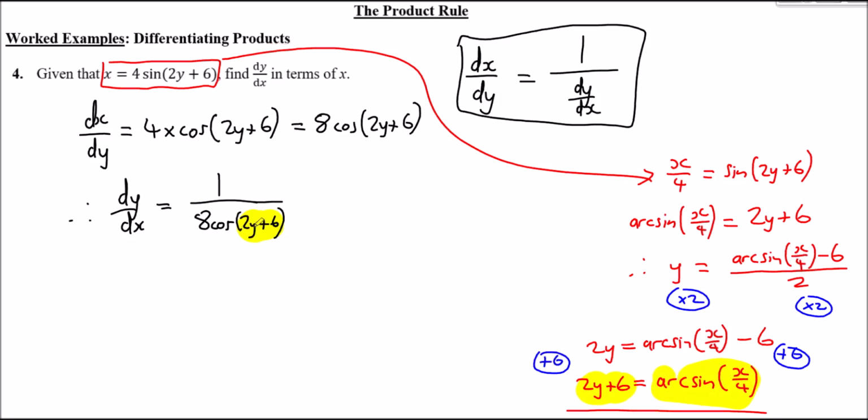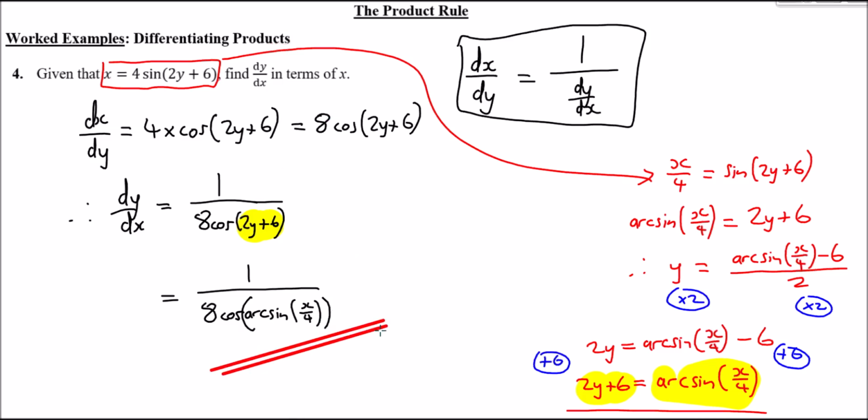So if we switch 2y plus 6 with arc sine x over 4, it's then all in terms of x as required. So therefore dy by dx is 1 over 8 cosine of arc sine x over 4. So although that's a slightly awkward expression, we have answered the question as instructed, so we're done. We don't need to worry about anything else. We can now move on if it was an exam. That's the solution and that's the final answer.